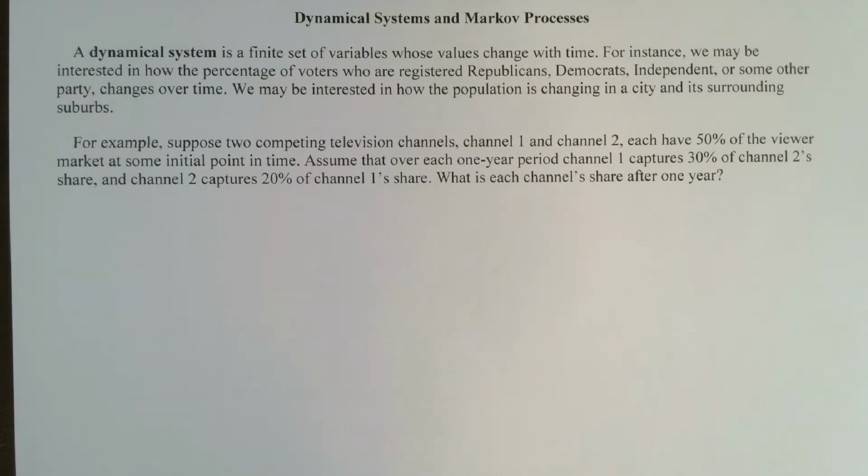So a dynamical system, what is that? It's just literally a finite set of variables whose values change with time. Here are some examples. We might be interested in how the percentage of voters who are registered Republican, Democrat, Independent, or some other party changes over time. We may be interested in how the population is changing in a city and its surrounding suburbs. For instance, we might want to know the percentage of commuters that drive themselves versus people who use public transportation, especially in a big city.